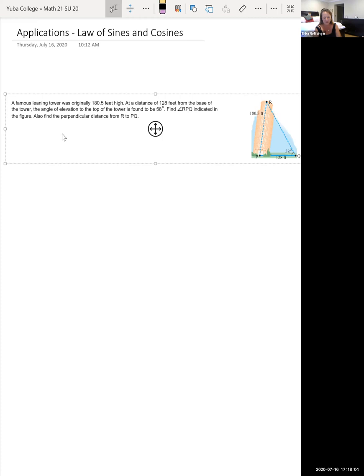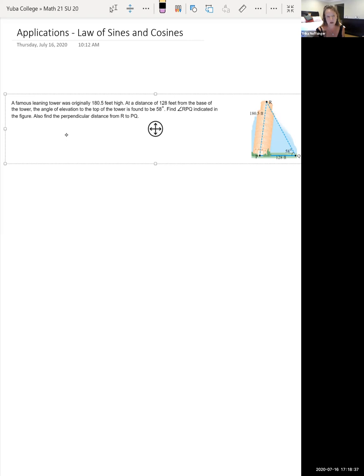Okay, so here we go. You have this famous Leaning Tower. It was originally 180.5 feet high at a distance of 128 feet from the base of the tower. If the angle of elevation of the top of the tower is found to be 58 degrees, find RPQ.